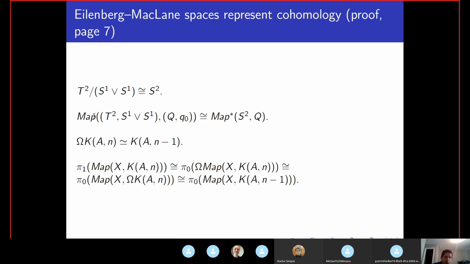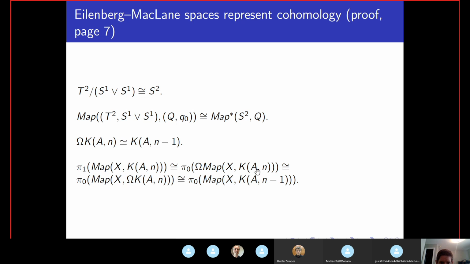This slide just lists a bunch of facts that we're going to use on the next slide. The next observation is if you loop an Eilenberg-MacLane space, it shifts the homotopy group. So the loop of a K(A, n) is a K(A, n-1). And then the next observation is we're going to need to know what pi1 of this mapping space is. Well, pi1 of maps from X into an Eilenberg-MacLane space is just pi0 of loops of maps from X into an Eilenberg-MacLane space.